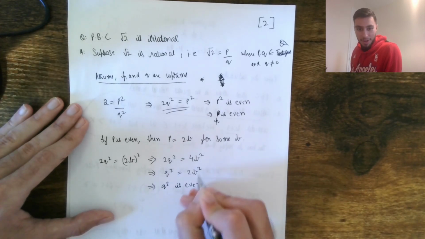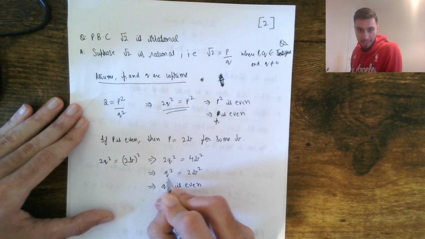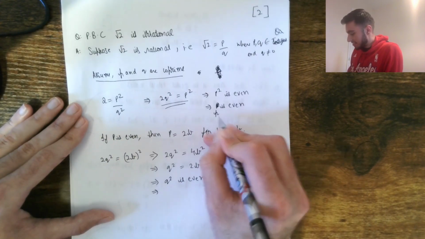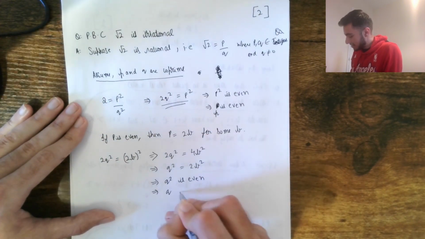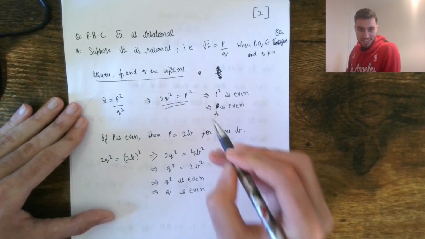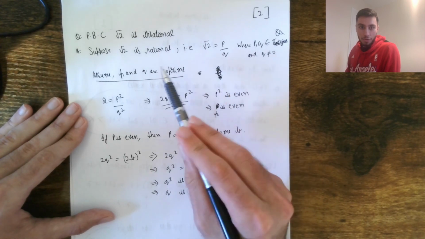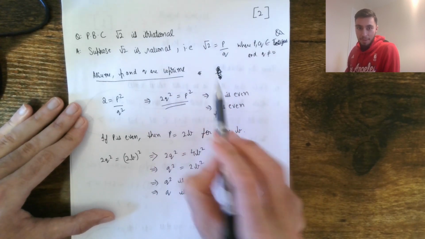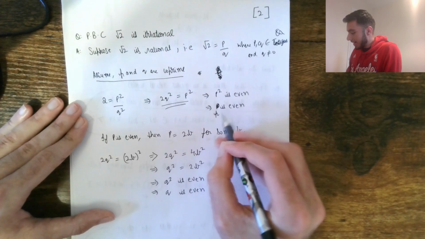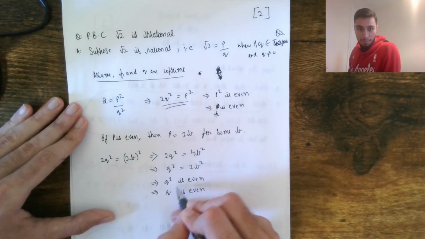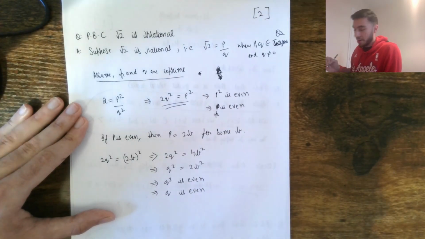Q squared is even now because something is being multiplied by 2 to get q squared. And that by the same logic implies q is even. Okay, so do you see where this is going? We said p and q are co-prime and that we assumed root 2 is rational. But now we are getting something absurd. We are getting that both p is even and q is even. So both p and q are even.